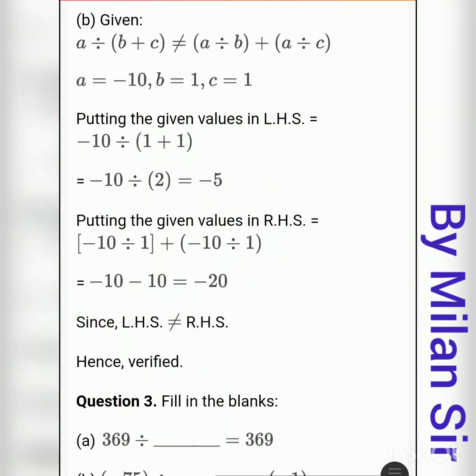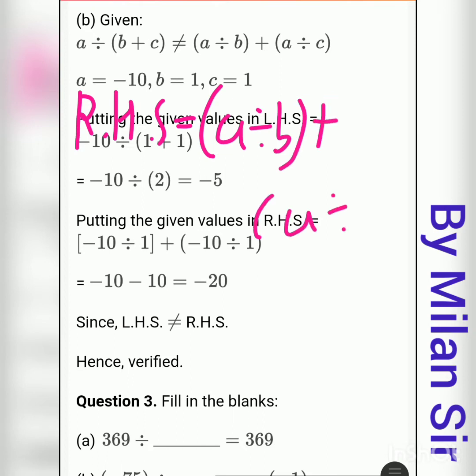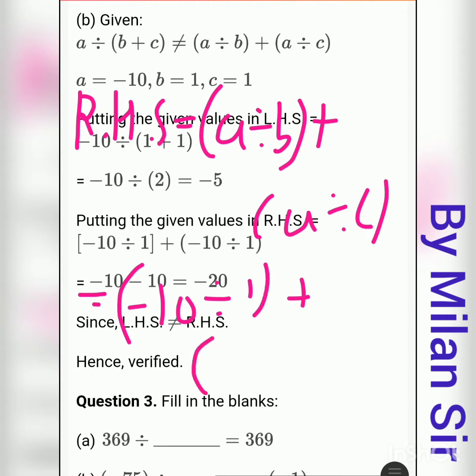Now it's the time for the right hand side. So RHS is equal to A divided by B plus A divided by C. Again put the value of A, B and C. So A is minus 10 divided by B, which is 1, plus again A, minus 10 divided by C, which is 1. So here, minus 10 divided by 1.